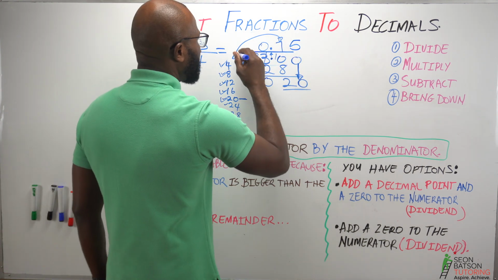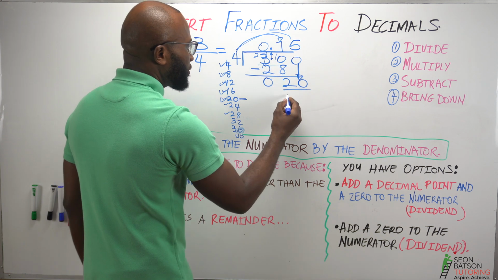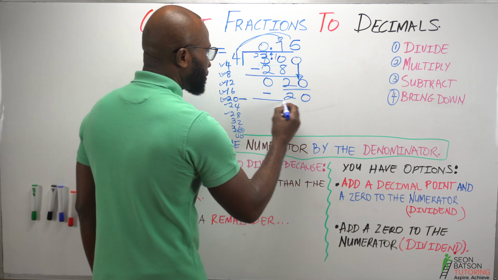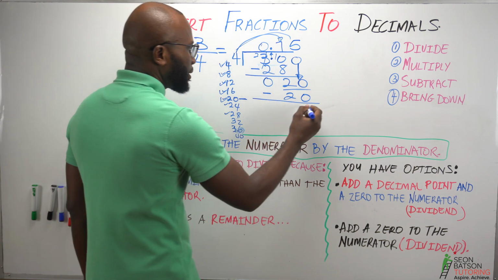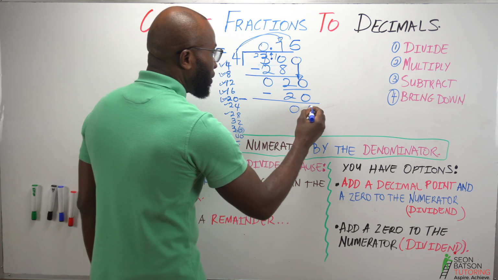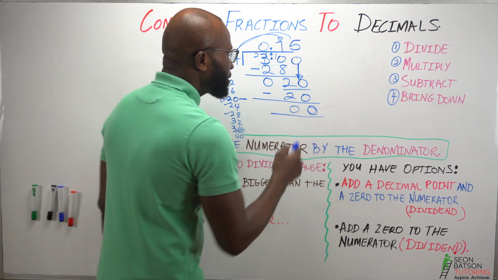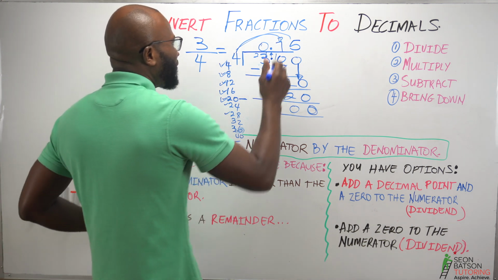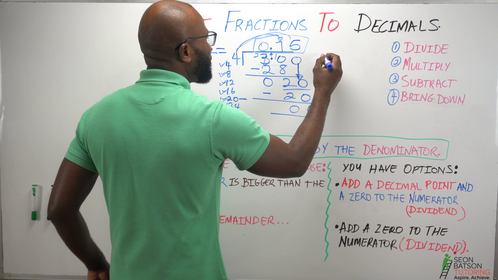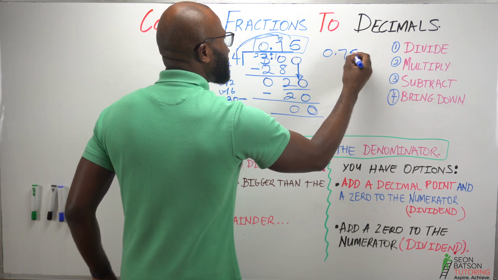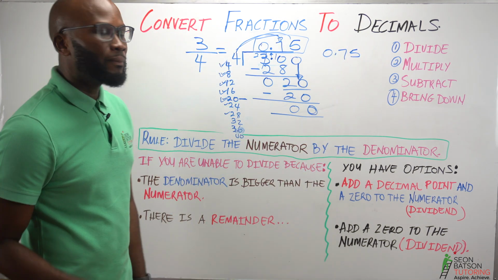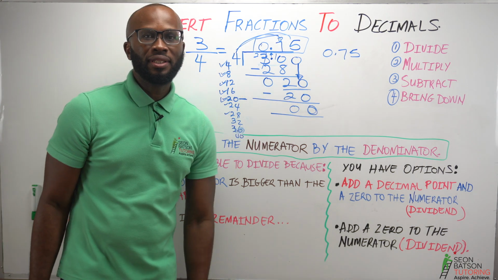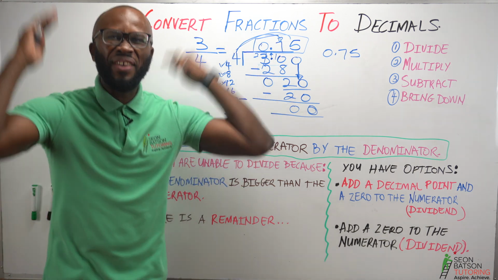After dividing, we multiply. 4 times 5 will give us 20. After multiplying, we subtract. 0, 0. So look at our remainder now. Our remainder is 0, so we are done. So our final answer is 0.75 or 75 hundredths. So 3/4 converted to a decimal is 0.75 or 75 hundredths.